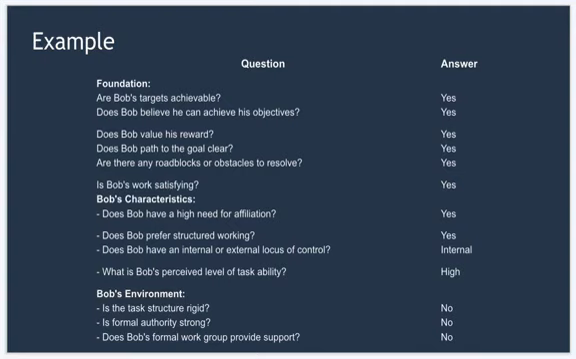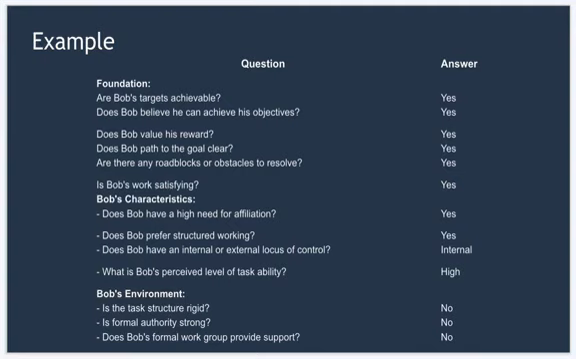So as you can see here, from asking these questions, we identify several issues. So what we can see is that Bob does a complicated job and he likes to work in a structured way. However, in his current environment, formal authority isn't strong, and Bob doesn't receive much of any support from his peers, even though he has a high need for affiliation. Now, there are also some roadblocks in the way to Bob achieving his goals.